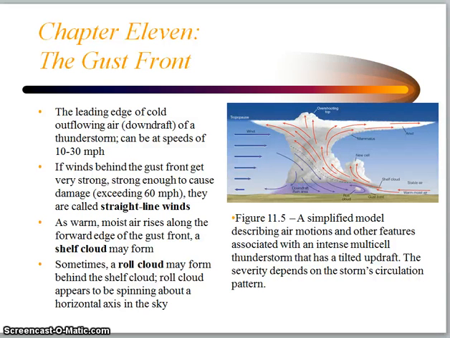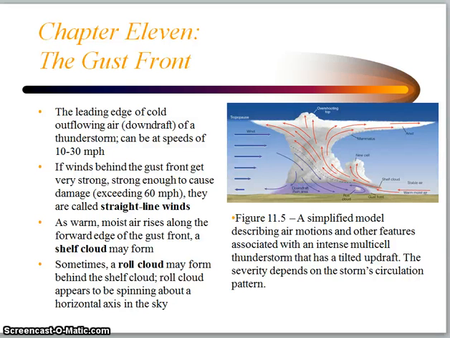There's a thing called the gust front, which is part of the very cold air that descends rapidly down toward the ground from a thunderstorm, cold, heavy air that slams on the surface that can act as a wedge to continually lift out in front of the thunderstorm additional warm, moist air, which can cause additional thunderstorm development. These gust fronts can be wind speeds of, say, 10 to 30 miles an hour if it's just a normal thunderstorm. But if the winds behind the gust front get strong enough to cause property damage, meaning winds exceeding 60 miles an hour, then they're called straight line winds.